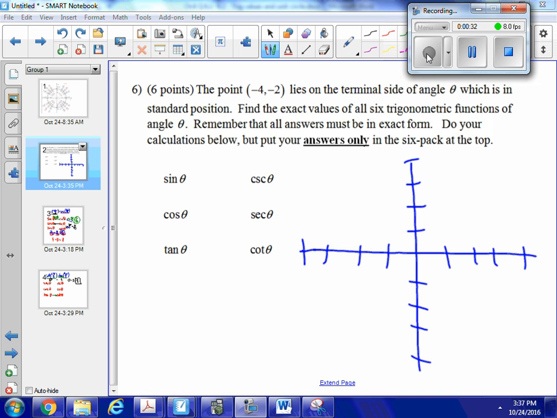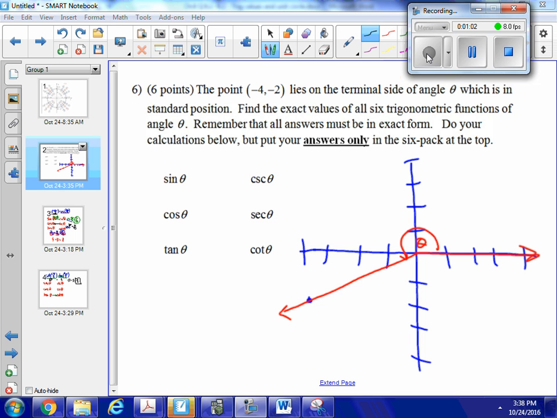So here's -4, here's -2, and it's saying that lies on the terminal side of angle theta, which is in standard position. My initial side is always the x-axis going positive, and then my terminal side is going to go through this point by definition. So here is my angle theta. That whole long thing right there.